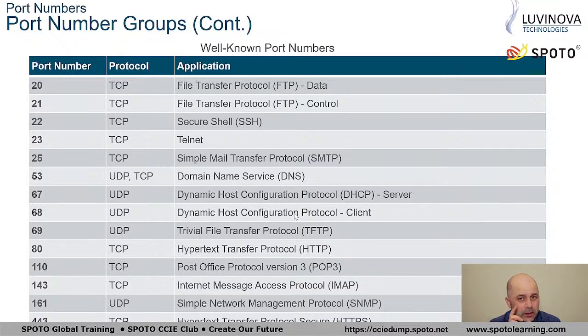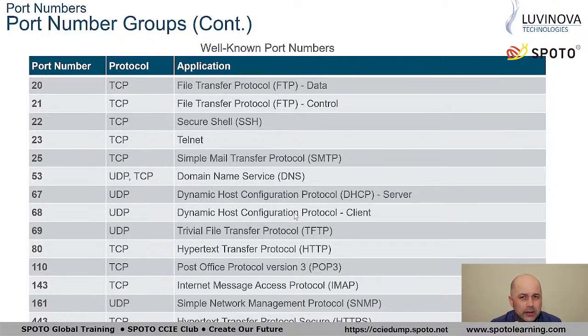But what is the information behind those ports? Port 20 and 21, it's the File Transfer Protocol application which is transferring files. Port 22, it's Secure Shell, SSH. Port 23, it's Telnet. Port 25 is SMTP, it's an outgoing mail protocol. Port 53, it's DNS, Domain Name Service.